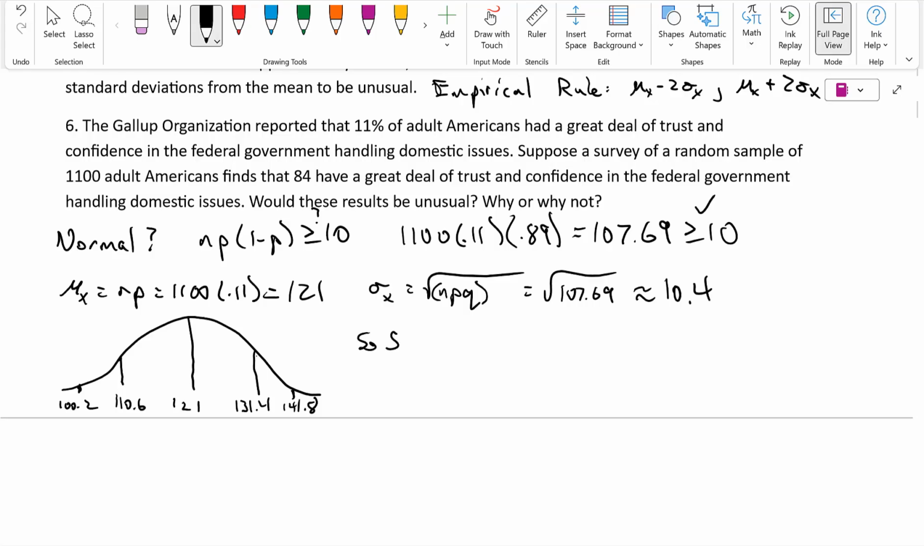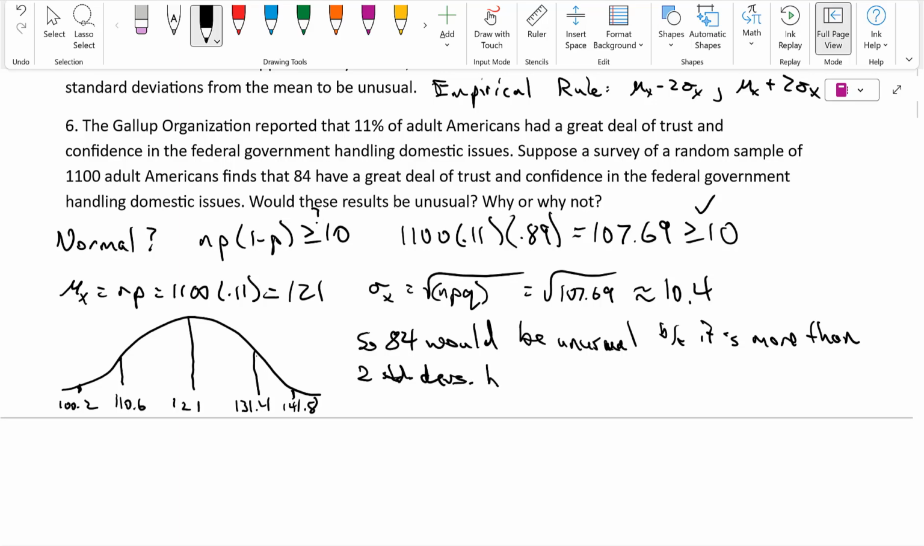So 84 would be unusual because it's more than 2 standard deviations below the mean. And we can say 84 is less than that 100.2, which was our cutoff. So that's it for 6.2. Try some stuff out. Reach out if you got questions.